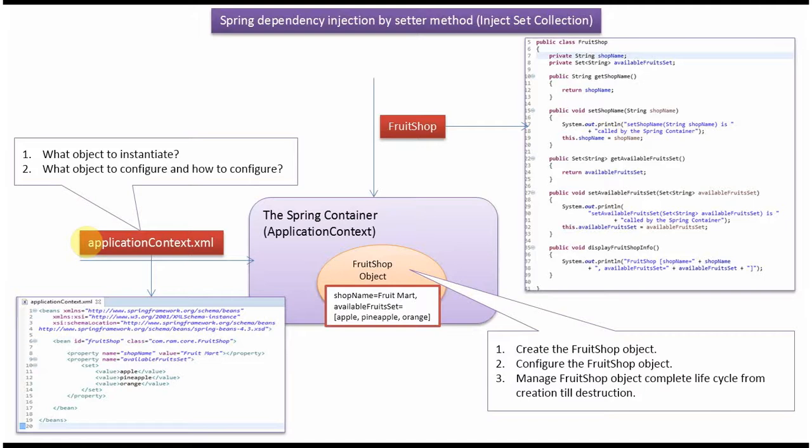What object to instantiate, what object to configure and how to configure: this information will be there in the Spring configuration file. In this example we have specified the FruitShop object should be created by the Spring container using Spring Dependency Injection by setter method. The Spring container reads this Spring configuration file, creates a FruitShop object, configures the FruitShop object and manages the complete life cycle of the FruitShop object.